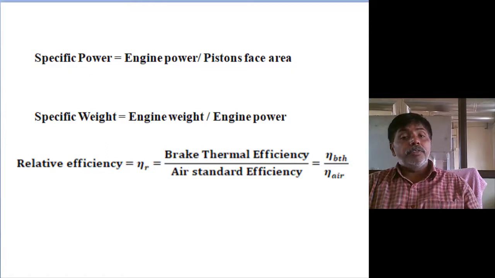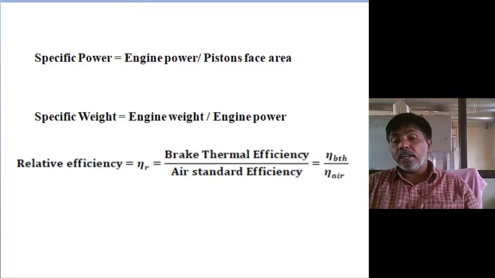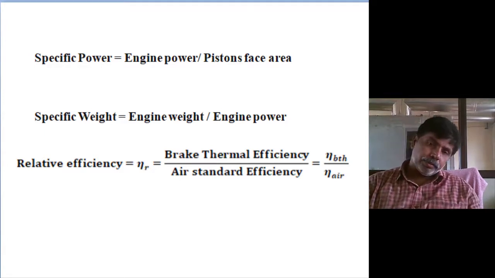Next, relative efficiency. In competition exams, many times they ask relative efficiency. It is the ratio between brake thermal efficiency to the air standard efficiency. So these are the efficiencies we are calculating. Once you have calculated brake power, indicated power and friction power, then you can calculate all types of efficiencies.